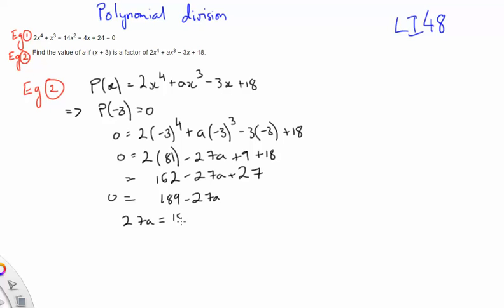27a equals 189. a equals 189 on 27, which reeks of a factor here. There's definitely 9 goes into both of those. 9 goes into there how many times? 21 times. 9 goes into there 3 times. That's 7. a equals 7. But don't trust me. Check it on your CAS.